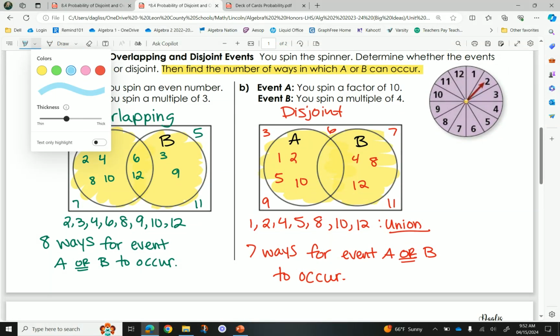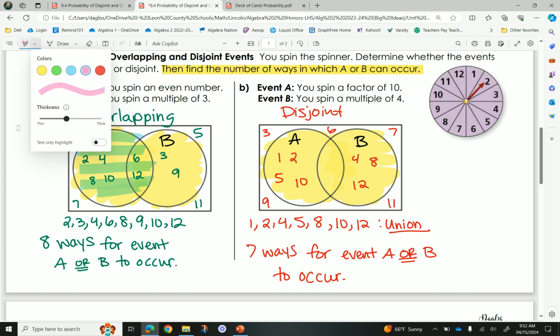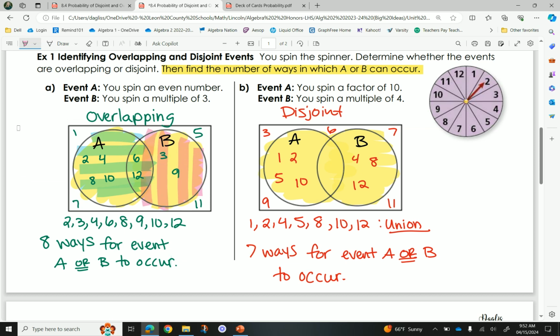If I added up all my numbers in circle A, how many numbers are right here? Technically, there's 6 numbers in circle A. And then if I add up all the numbers in circle B, there's 4 right there, right? 6 plus 4 is 10. But we said the union was 8. Because what happened? We double counted 6 and 12. So when I don't have the Venn diagram to pick and count each piece individually, we can add my 2 events together, but then subtract the intersection out so we don't double count something.